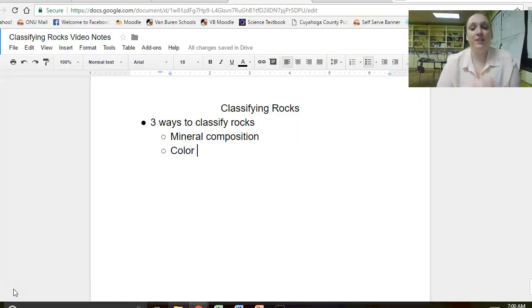So the third characteristic we want to look at when classifying rocks is the rock's texture. So let's go ahead and put that in our notes. And this is going to be the look and the feel of the rock's surface. So when looking at the rock's texture, we want to keep in mind the rock's grain size, shape, and pattern.